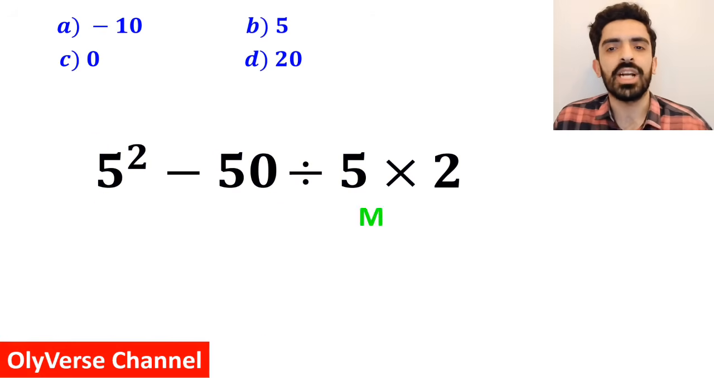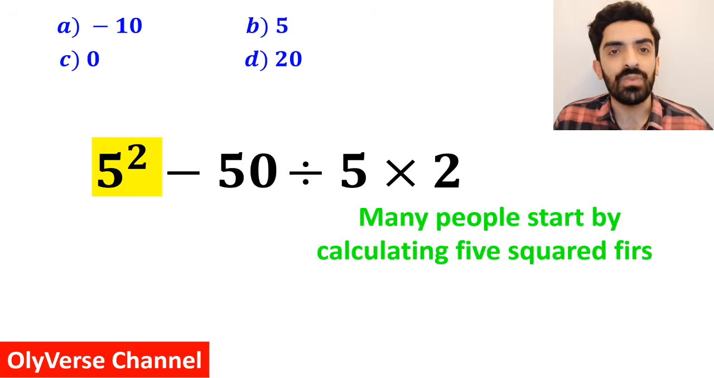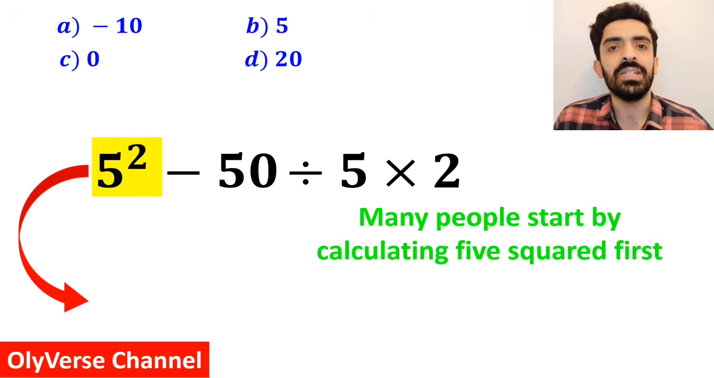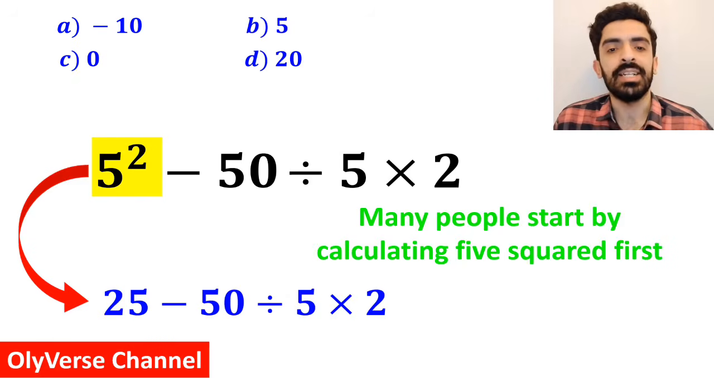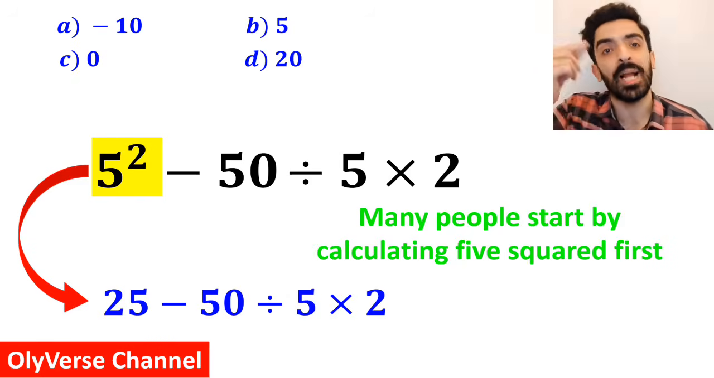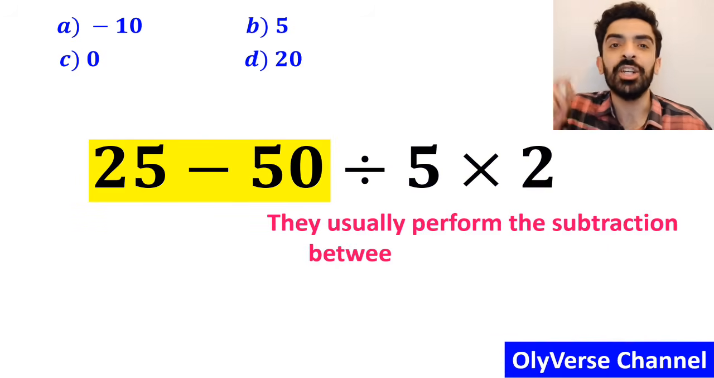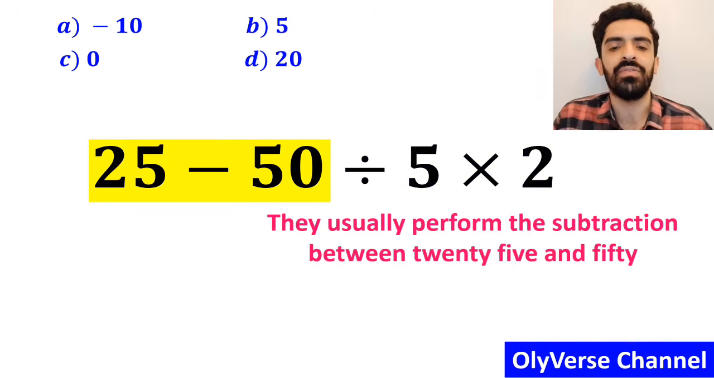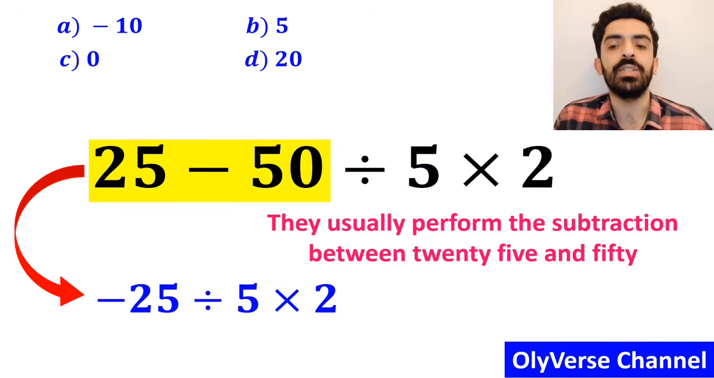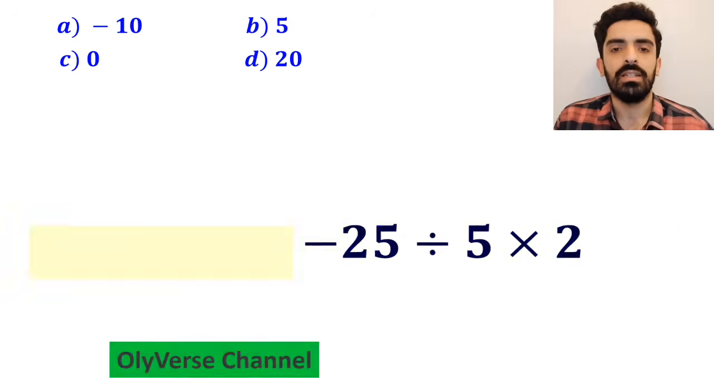To solve this question, many people start by calculating 5 squared first, and instead of the original expression, they rewrite it as 25 minus 50 divided by 5 multiplied by 2. And the next step, they usually perform the subtraction between 25 and 50, and simplify this expression to negative 25 divided by 5 multiplied by 2.